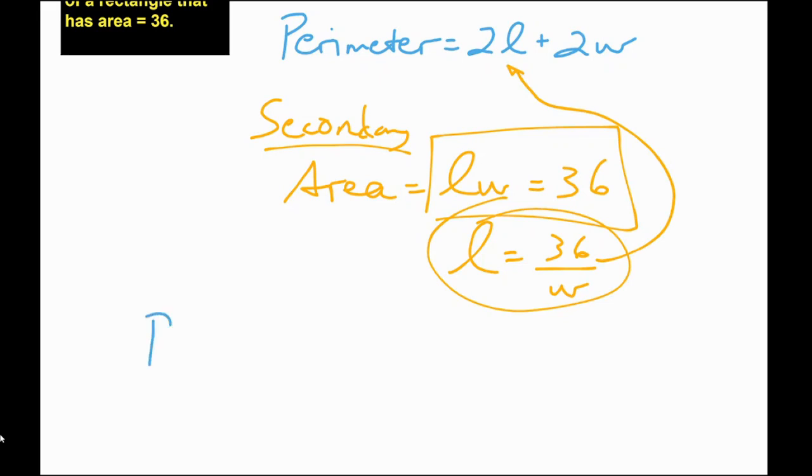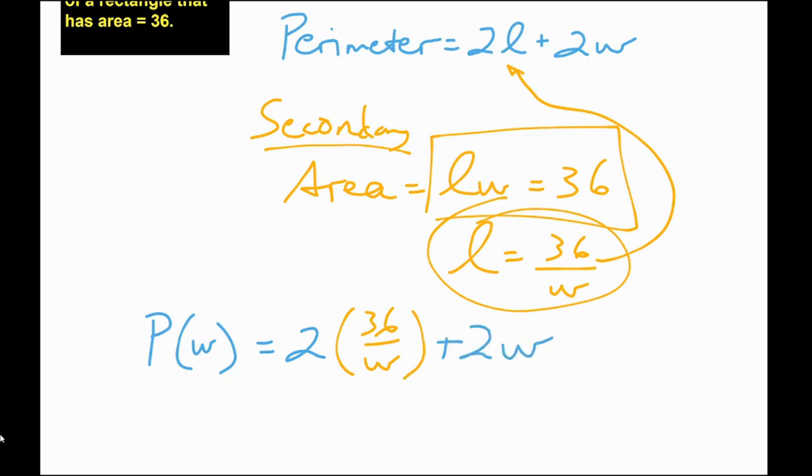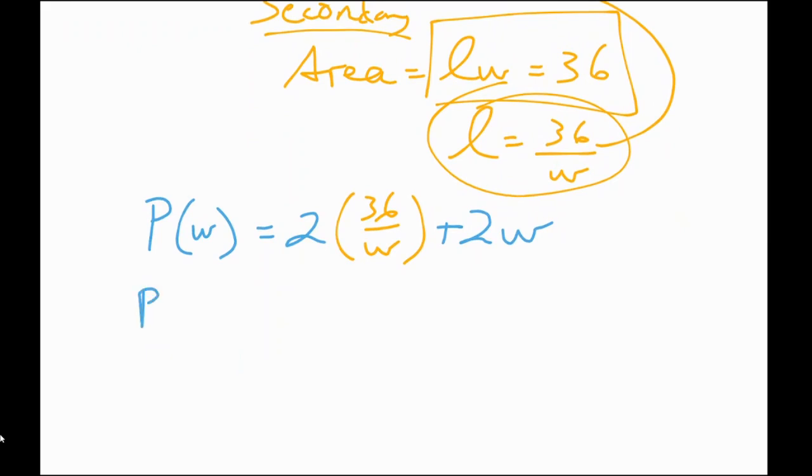So now we're ready to rewrite the perimeter equation. I'm going to use function notation P of W because I want you to see here that we're now creating an equation in terms of W. So I did the substitution. Now I have 2 times 36 over W plus 2W. Okay, and that equation, of course, can be simplified. You should always simplify, do algebra most of the time. Do algebra before you do calculus.